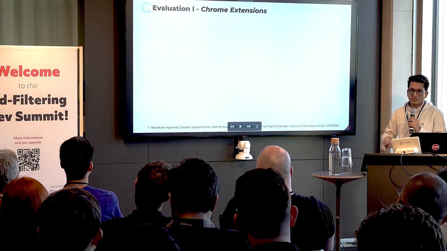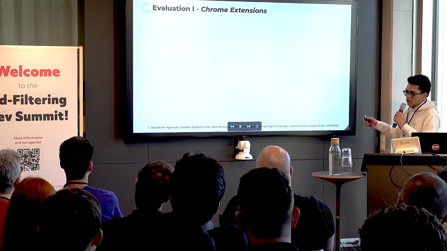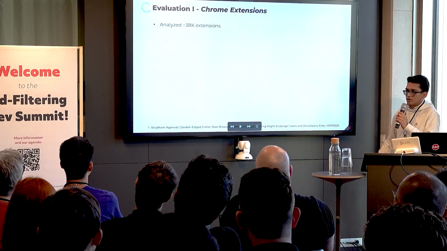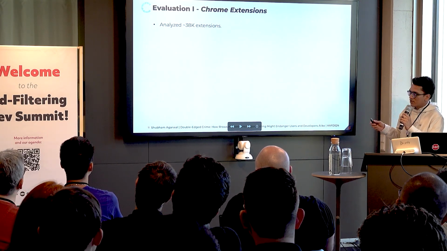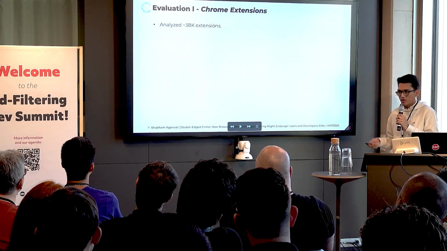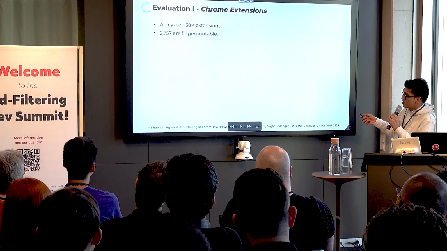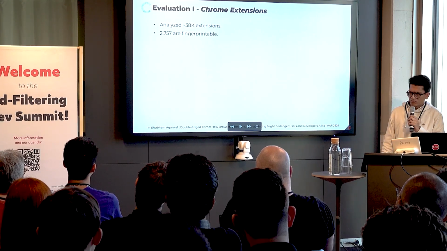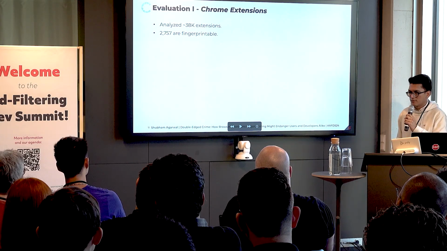And of course, it's not just about the pipeline. We back it up with numbers here. Boring numbers? Yes. There are a lot of extensions, 180K extensions. I think I checked yesterday. But not all extensions have scripting permissions or even content scripts or web accessible resources that execute on all URLs. So we analyzed 38K extensions. And then we found that around 2.7K extensions are fingerprintable in the Chrome ecosystem at the moment.